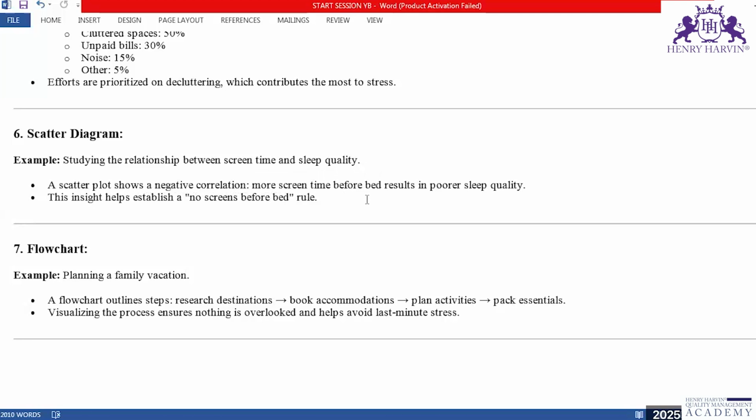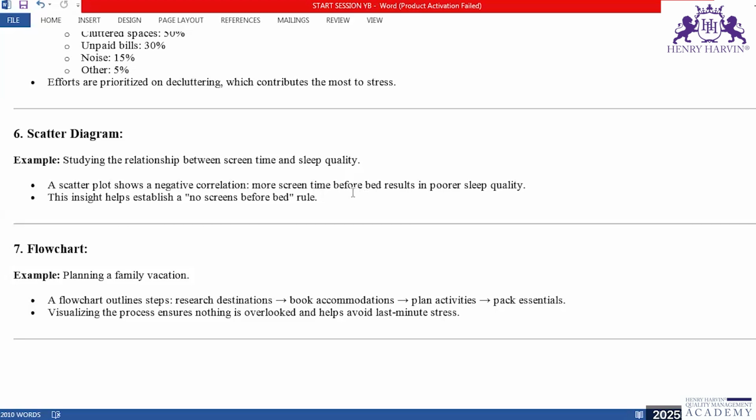More screen time before bed results in poor sleep quality. The more time goes into the screen, the less is the quality of the sleep. Wow. So I got to know the relationship in that case. If I want to increase the sleep quality, what do I need to do? I need to decrease my screen time.